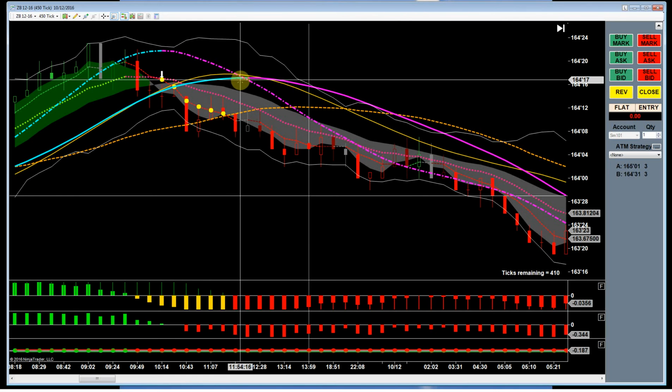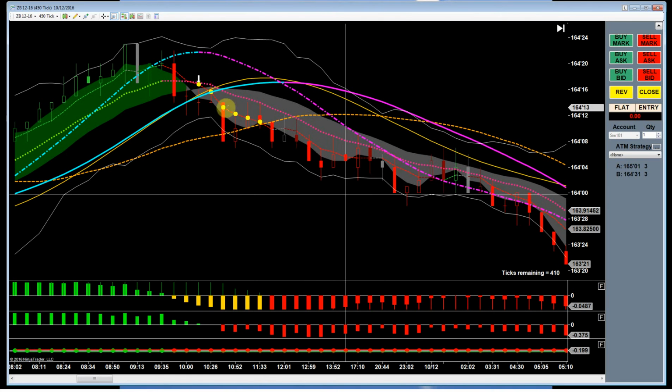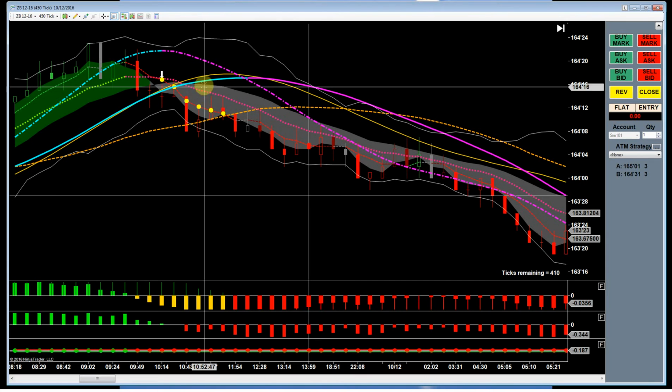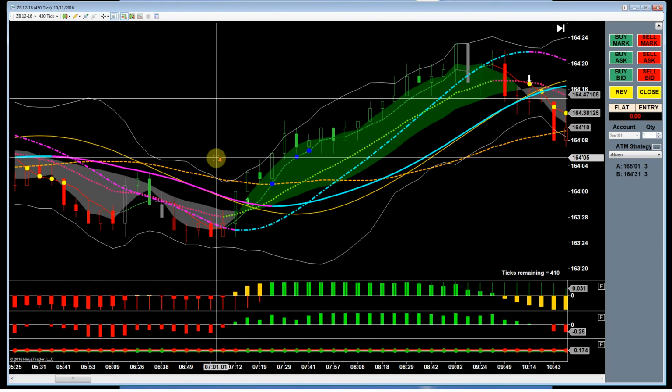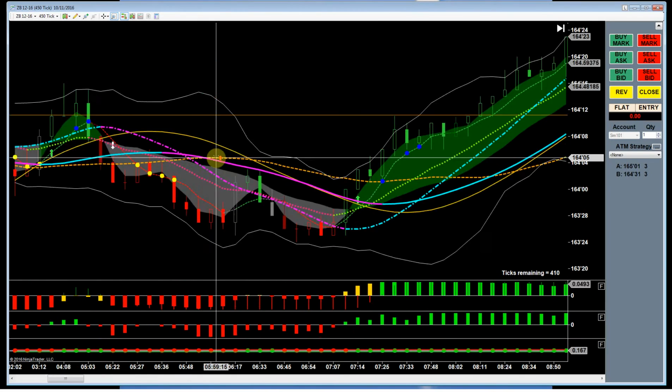But this is a good example of a trade that, honestly, did not set up. There was no setup here. It didn't happen because of the setup on the dynamic trend bands. So on that particular day, we had 2 winning trades on the ZB futures.